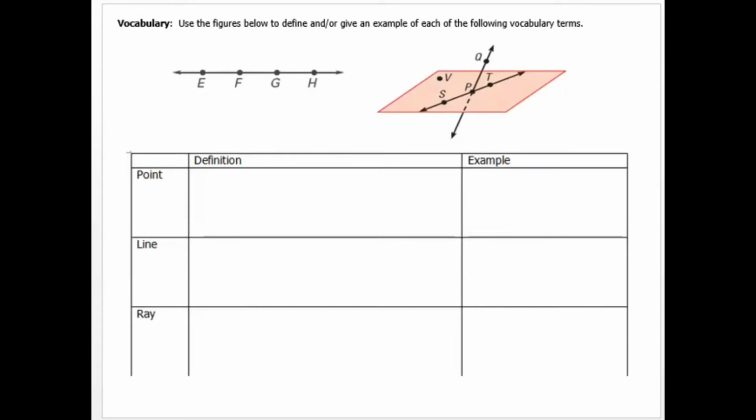So the first vocab word that we're going to talk about is a point. So a point is a single location in space. It has no dimension and it's named with one letter.